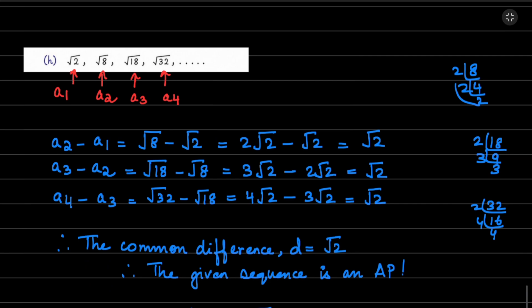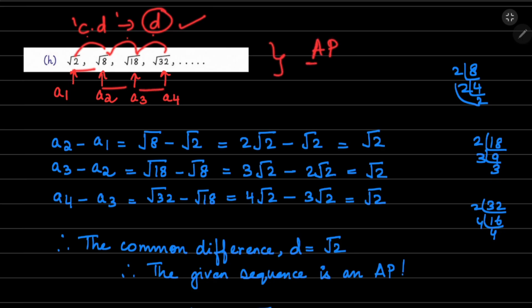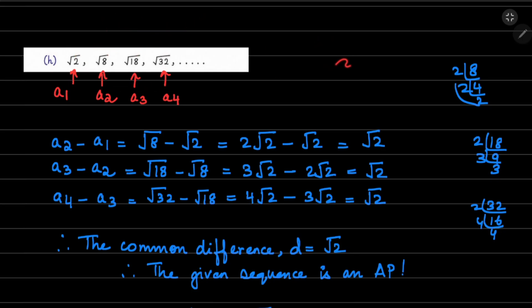Always calculate the common difference, that is the second term minus the first term, third term minus the second term, fourth term minus the third term. This difference is called the common difference. It is denoted by small letter d. Whenever there is a common difference between the consecutive terms, then the given sequence is called the arithmetic progression or arithmetic sequence.